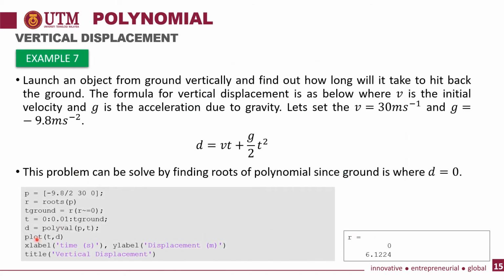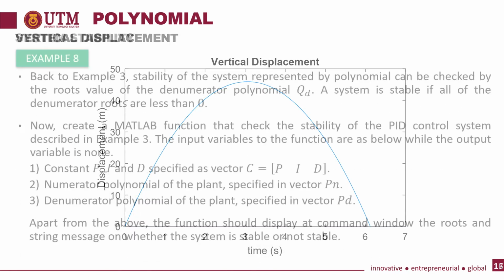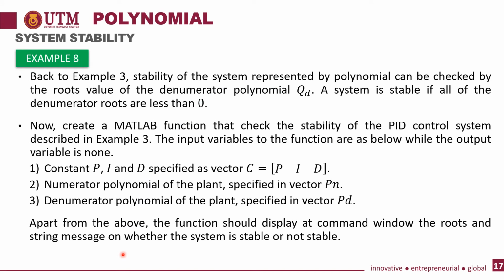All right, so the next example is system stability. Previously I already told you that one of the applications of polynomials is to test the system stability. So this is the example for this application. For system stability, example number 8, you need to go back to example number 3.